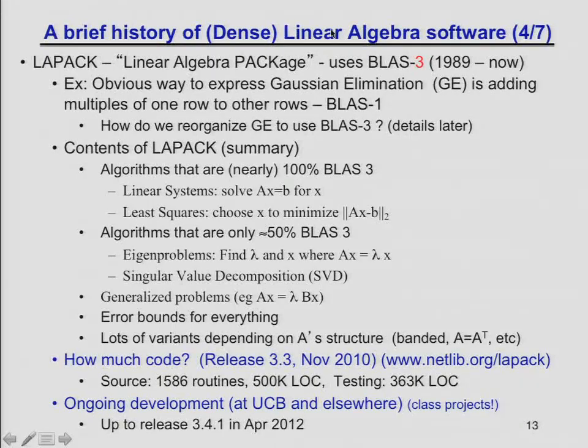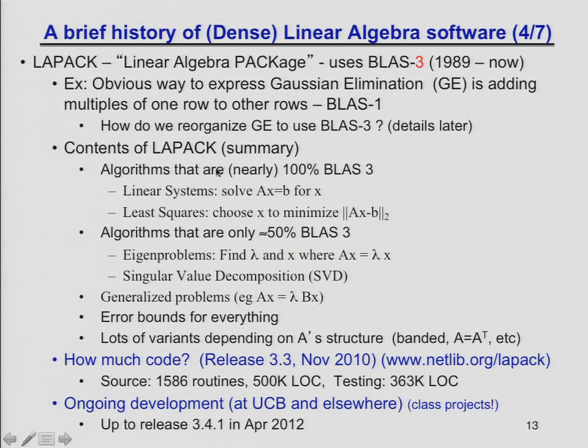So starting in 1989 and continuing to this day, there is another library called LAPACK. As I said, the obvious way to write Gaussian elimination, and I'll remind you of that in the next lecture, is you take a multiple of one row of the matrix and you add it to the next row to zero out an entry, and you keep doing that. So it's all natural BLAS1 operations, in fact, saxpys. And so what we have to do is reorganize all of that in order to do matrix multiply. That's the detail for next time.